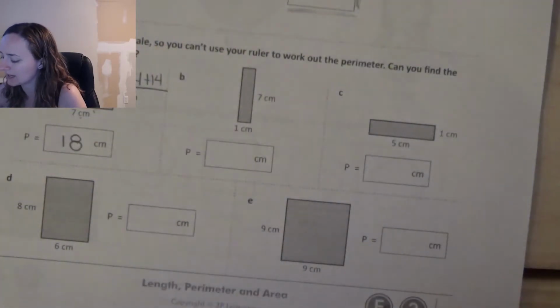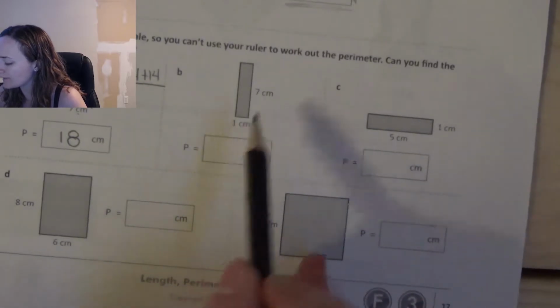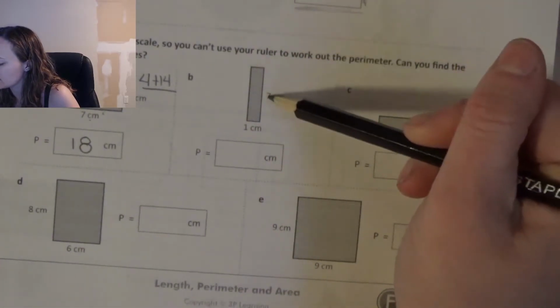And together those are 18. And that is my perimeter. So again, with this one, for example, this length is the same as this length, and this length is the same as this length. That will apply for your rectangles.